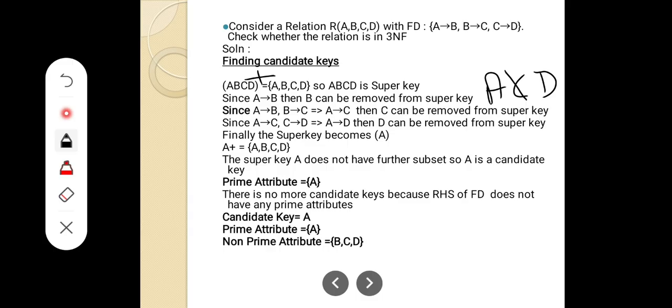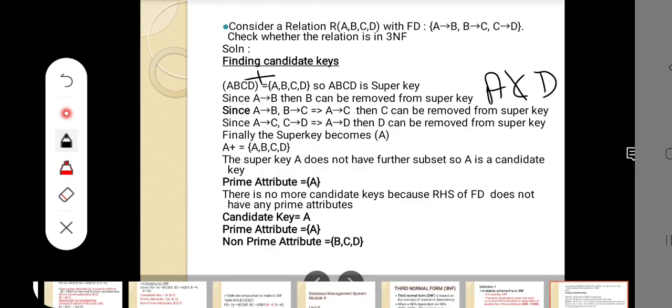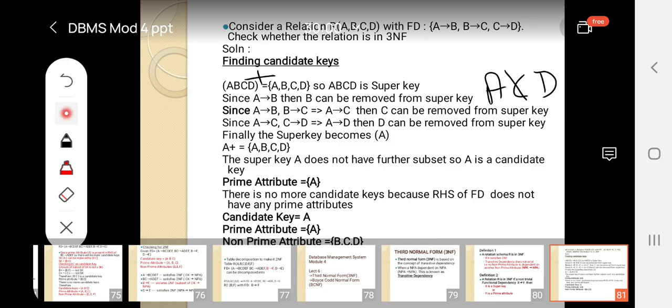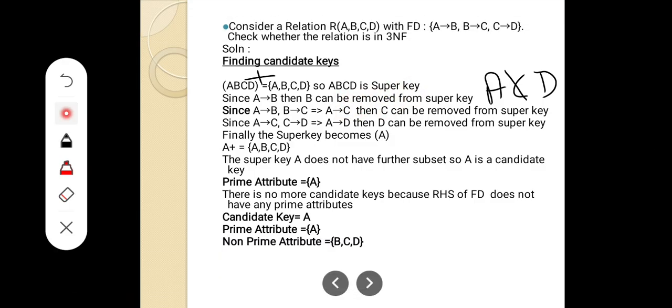Next step. We already got A determines C from the transitive dependency. Now A determines C, C determines D. That means A determines D. So we can also remove D here. So the final super key is actually A.